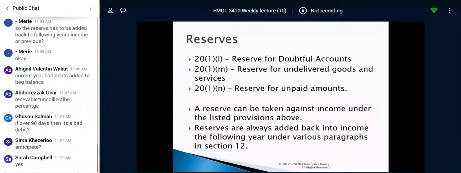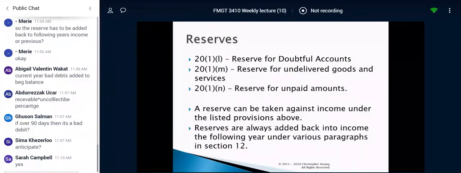Okay. If you go to page 152, the notes to 21L is there. And again, under related provisions, you'll see it says 12.1D. Add the income inclusion in following year. So again, 12.1D is the provision that says take your 21L reserve, add it into income the following year.